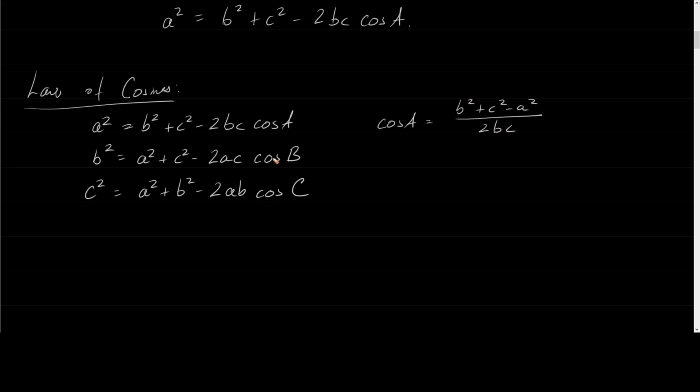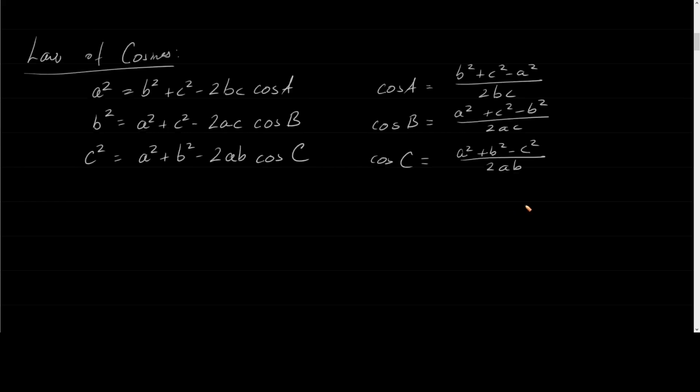over 2bc. Similarly, I can rewrite cosine b. So that's cosine of b as a squared plus c squared minus b squared over 2ac. And cosine c as a squared plus b squared minus c squared over 2ab. All right. So now that we have this, let's go ahead and do some examples. Again, these are all the different ways that the law of cosines can appear.